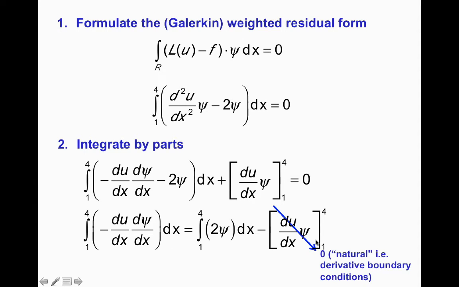Further though, we have no derivative boundary conditions at the end, and so we can simply leave these out. These are called the natural boundary conditions.